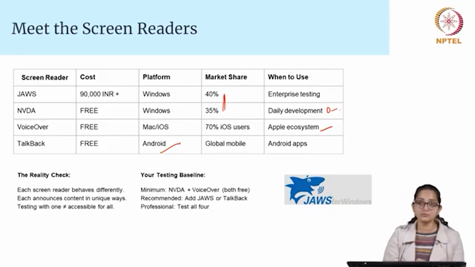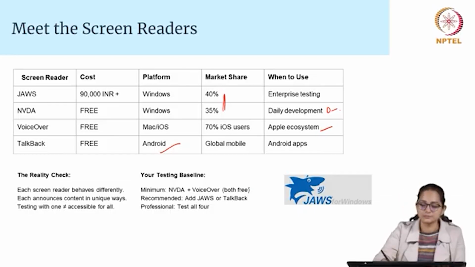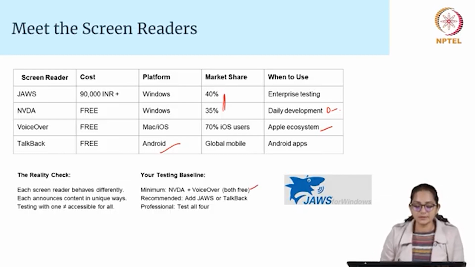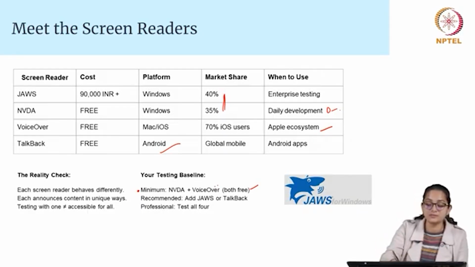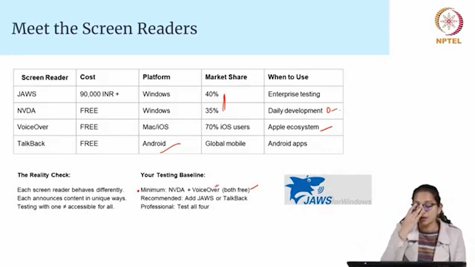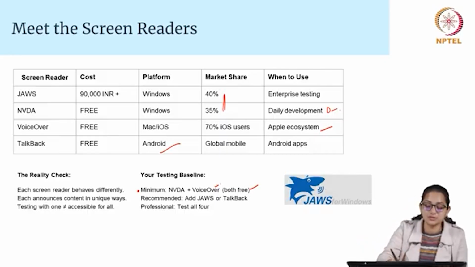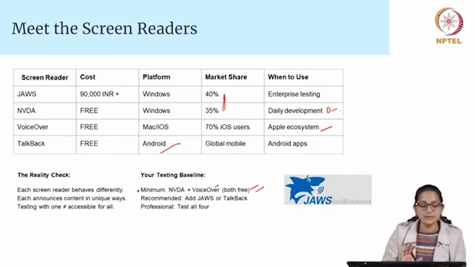And thus, as a developer and as a product innovator, it becomes our responsibility to make sure that we are testing with multiple screen readers based on the target user group of our product. So it is assumed that at a minimum level, you are doing NVDA, which is a free PC screen reader, plus VoiceOver, which is a free iOS screen reader, both free, and you are doing that.